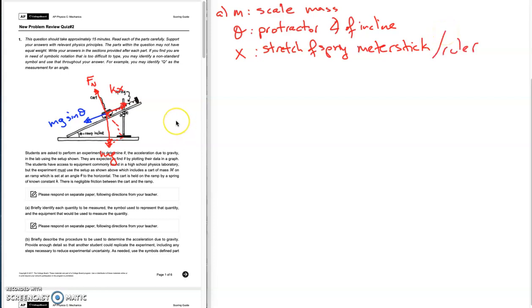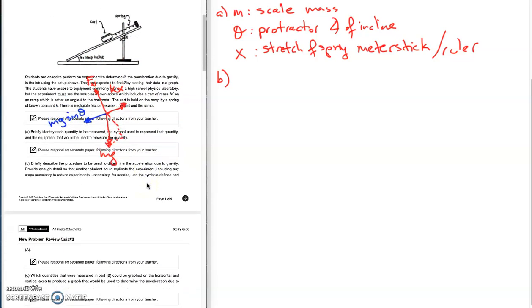So you're going to get 2 points for having all of these things. They need to be things that you actually can use to measure gravity, and you need to include symbol, thing that you're going to be measuring, tool that you're going to measure with, and what's the name of it. All right, part B.